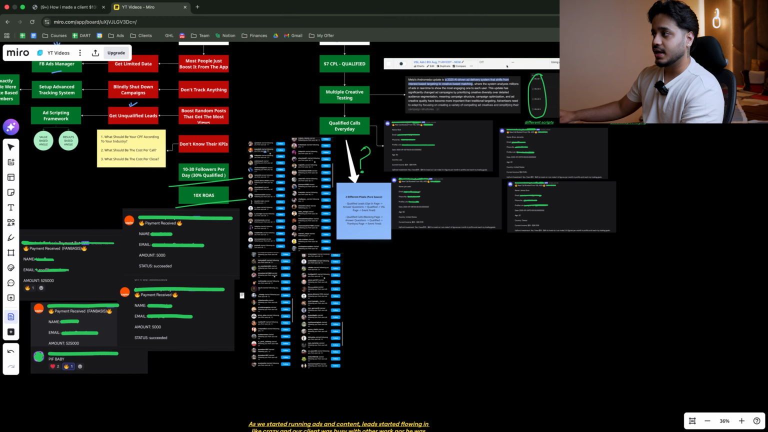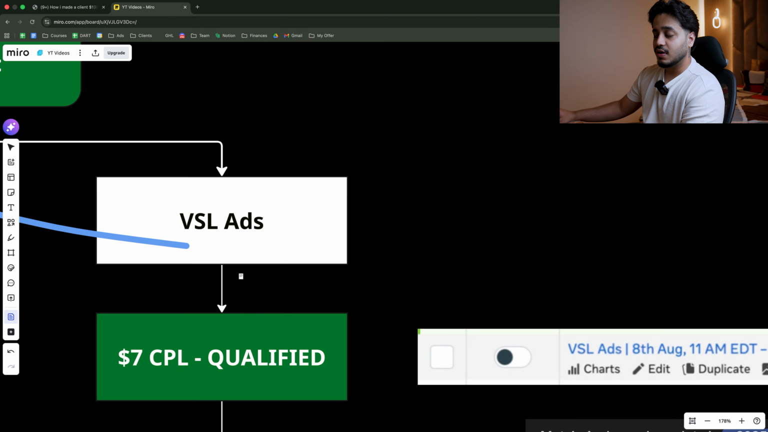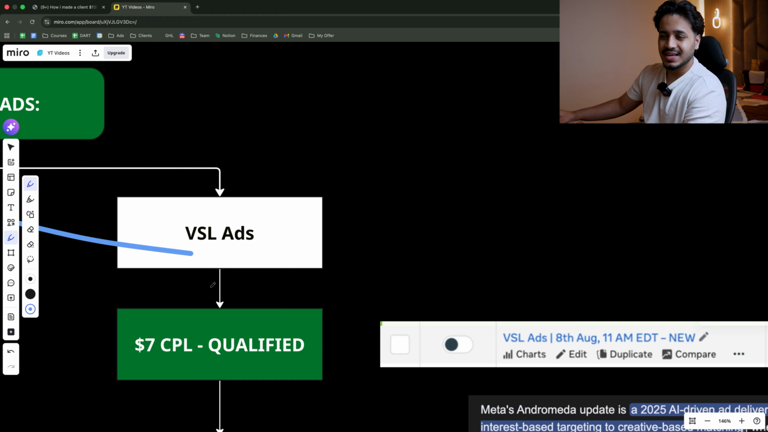So this is the first type of ads we run, the follower ads. Now the second type of ads we ran were the VSL ads. Now guys, with VSL ads, it's again the same principles. Most of it is the same. You need to make sure that you have a good ad scripting framework, because if you just script the ads randomly, it's just not going to work. You need to have a framework in place.